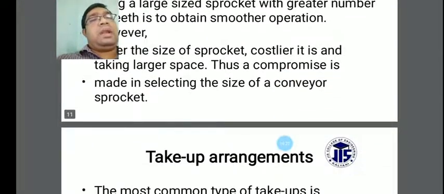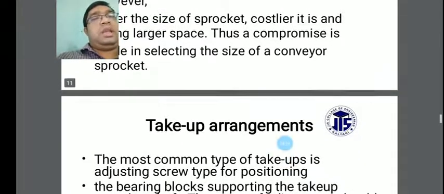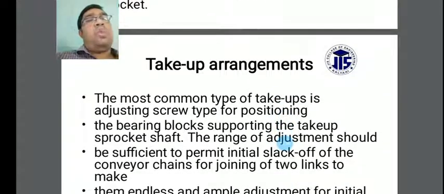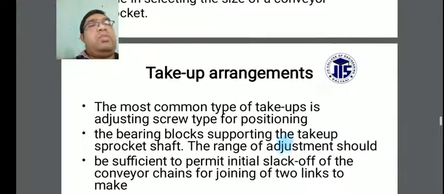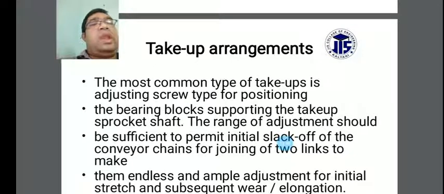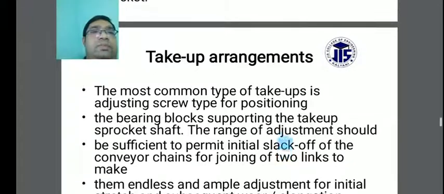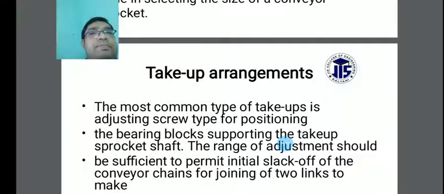The take up arrangements are also considered. The most common type of take up is the adjusting screw type of positioning, with the bearing blocks supporting the take up sprocket shafts. Basically, the take up arrangement shaft has adjusting screws for positioning, and sometimes they are required for the movement. The bearing blocks are also required to support the take up, and the sprocket is given to the shaft.